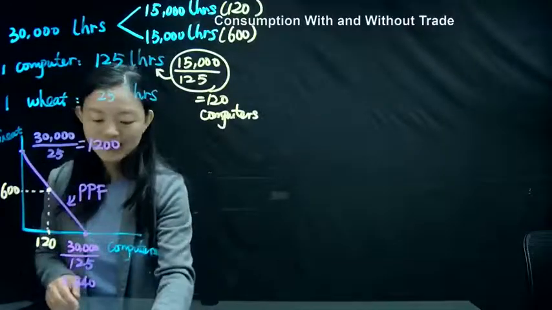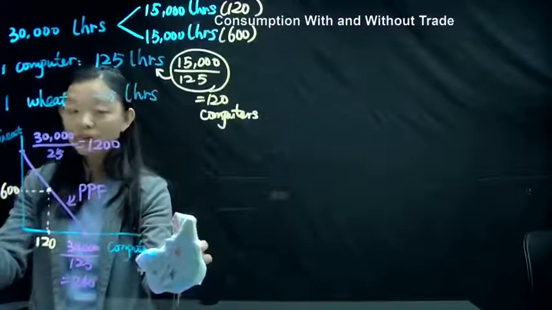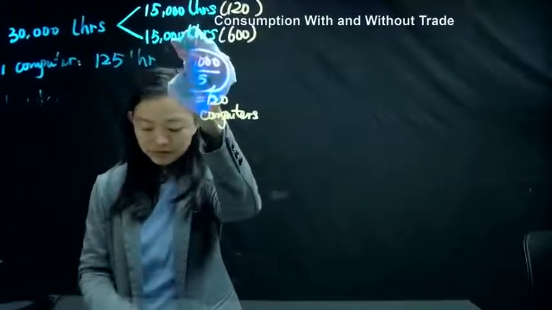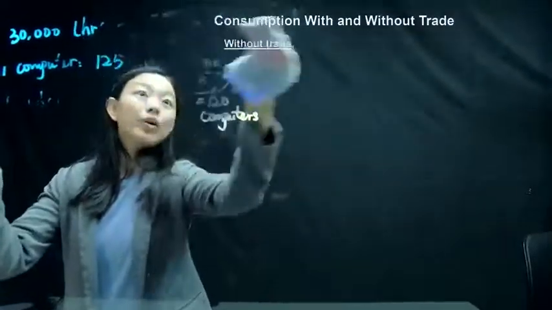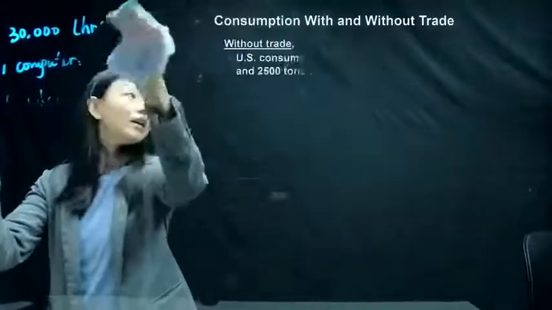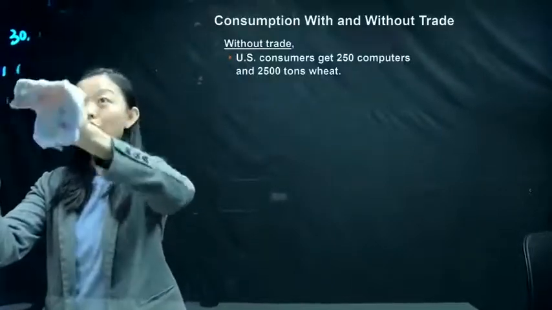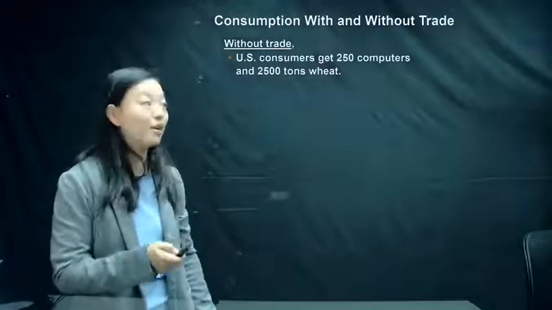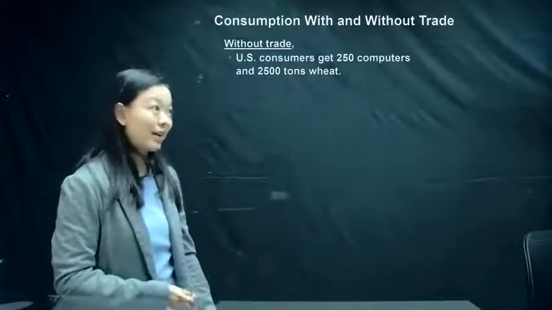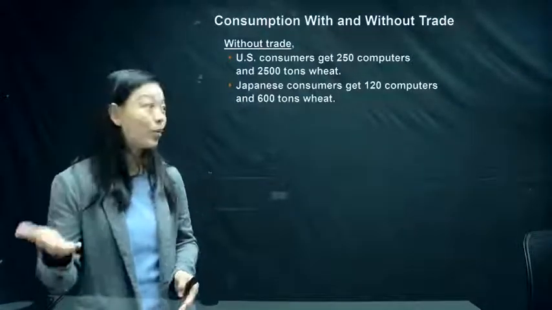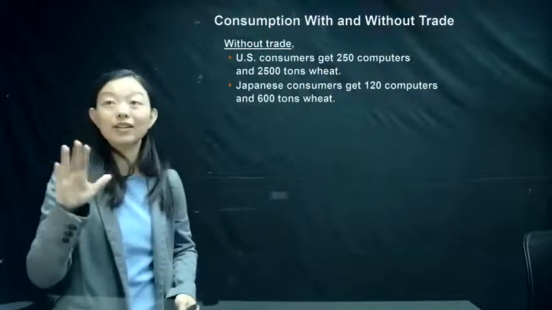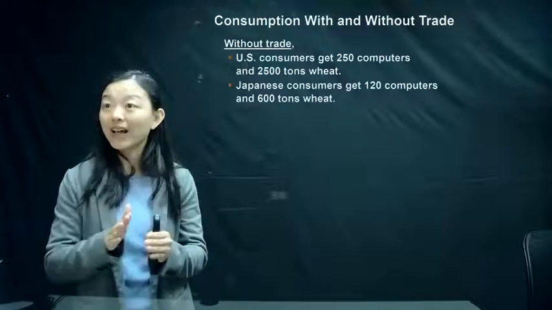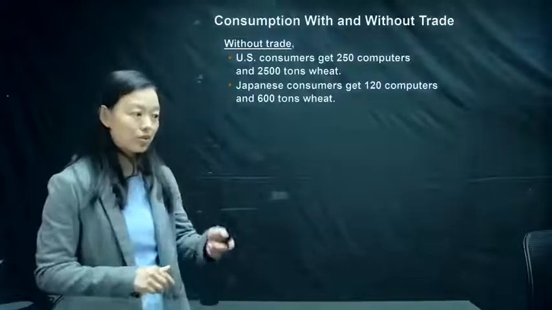Now let's look at if trade happens, what would these two countries do? We will notice that without trade, these two countries choose to be self-sufficient, right? And US would divide the labor hours equally to produce computers and weight. So US, as we just analyzed, can get 250 computers and 2,500 tons of the weight, right? And Japan, as we just analyzed, will have 120 computers and 600 tons of weight. So these numbers are the computers and the weight that Japan and US can produce and consume without trade. No trade happens and self-sufficient. Those are the numbers.